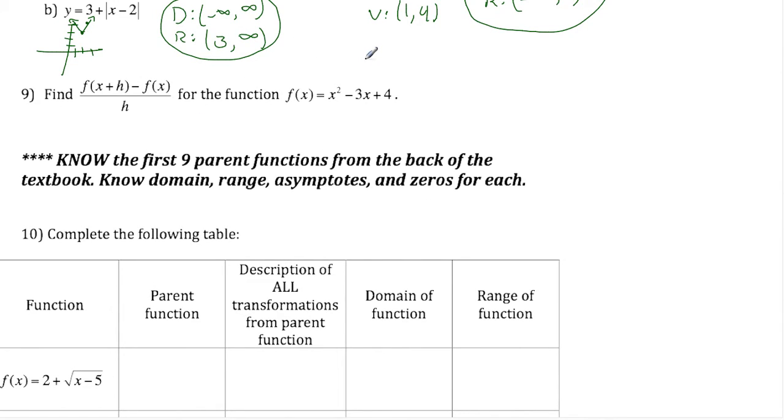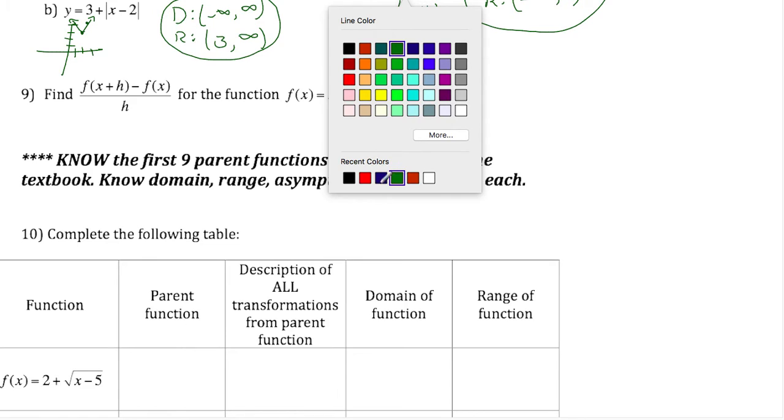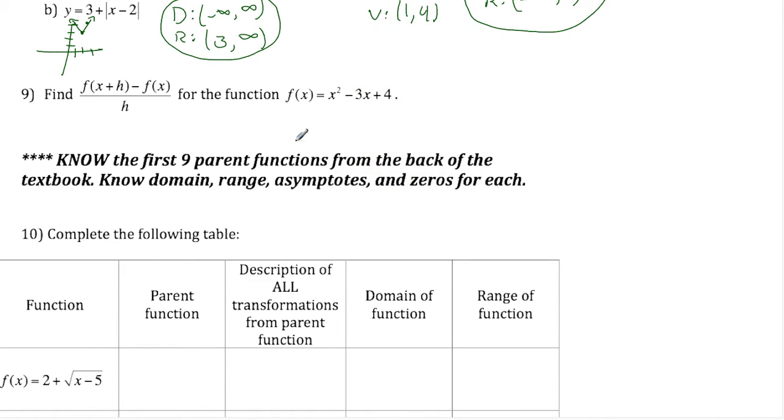Okay, this is a little bit different. I didn't focus on this too much, but if you have f of x plus h, you're just replacing the x with x plus h. So f of x plus h equals (x plus h) squared minus 3 times (x plus h) plus 4.